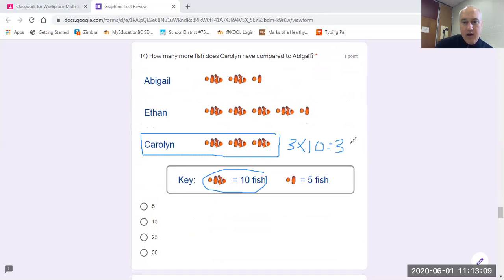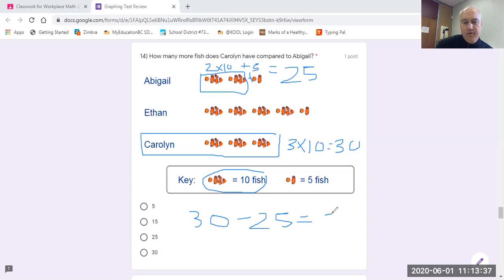Now, if we look at Abigail, Abigail has 2 full fish plus another half, but remember these are worth 10, so this is 2 times 10, and then that half is 5. So 2 times 10 is 20 plus 5 means that Abigail has 25 fish. So the difference between Carolyn and Abigail is 30 minus 25, so the difference here is 5. And hopefully that makes sense to you.